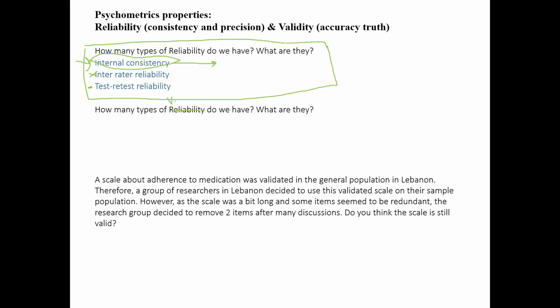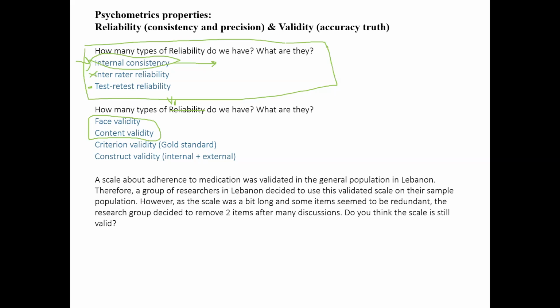So how many types of validity? Now, there are 4 types of validity. The first one is face validity. The second one is content validity. The third one is criterion validity. And the fourth one is construct validity. The first 2, face validity and content validity, are validities that you cannot assess statistically. They are more conceptual.